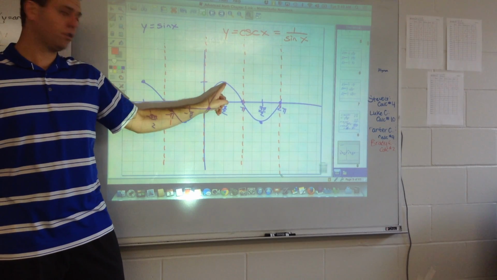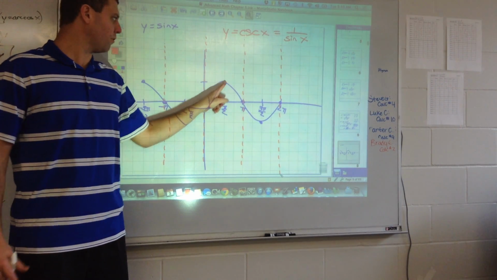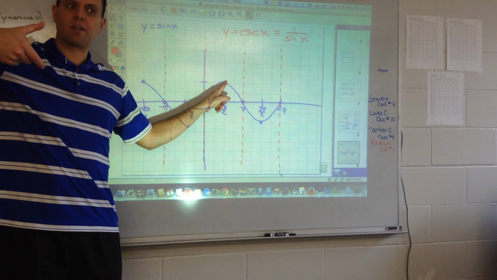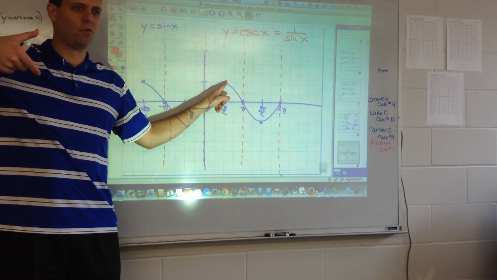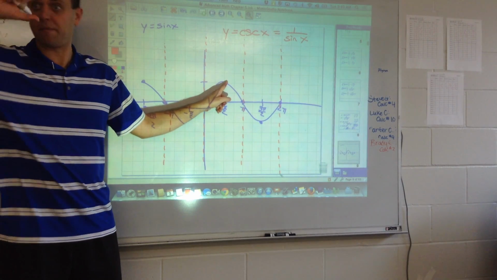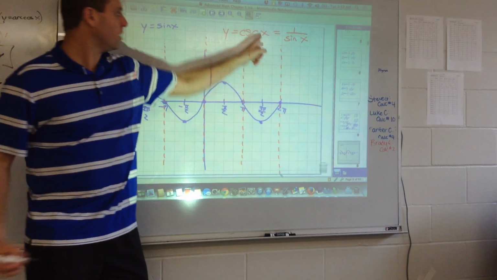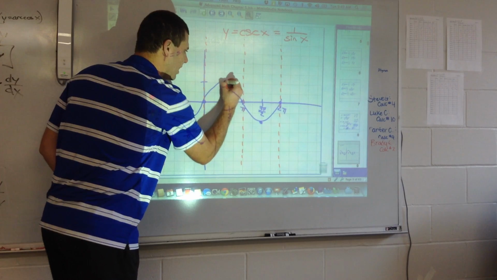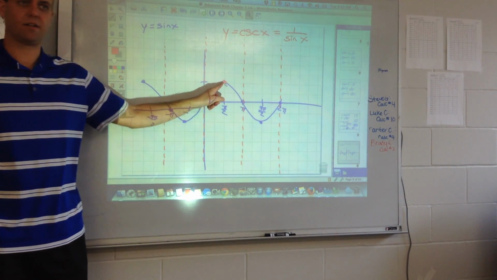The sine of pi over 2 is 1. So what's the cosecant of pi over 2? Careful. What's the reciprocal of 1? Still 1, right? We get in the habit sometimes of saying negative. The reciprocal would still be 1. So my cosecant graph actually hits that coordinate as well, right there.